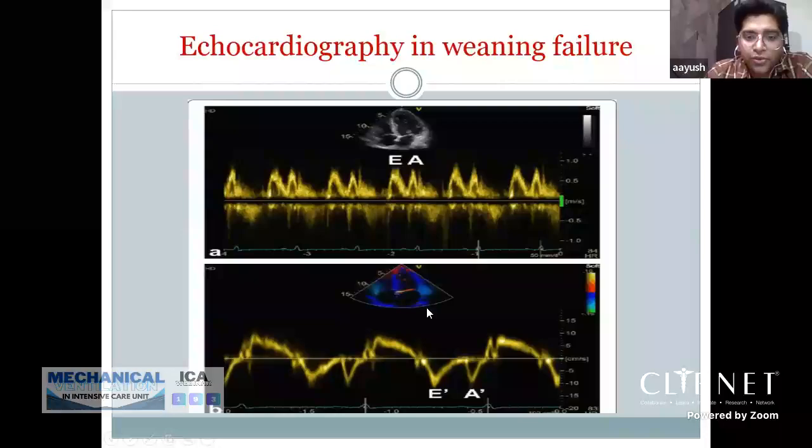So you measure two ratios, E/A and E/E'. An E/A ratio of more than 0.95 along with an E/E' ratio of more than 8.5 has successfully predicted weaning failure in the patients who have an underlying cardiac dysfunction.